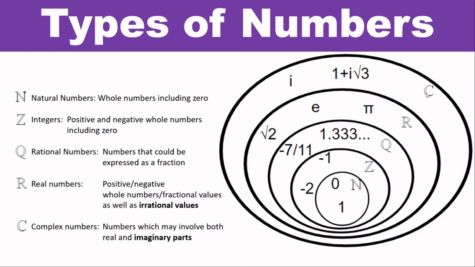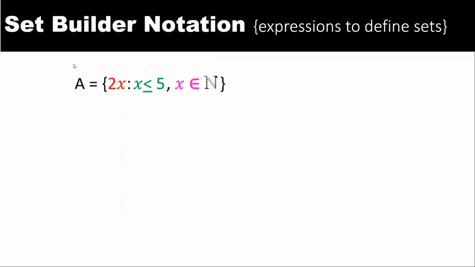These are our complex numbers. They're numbers which may involve both real parts, like 1, and imaginary parts, like the letter i, which we use to represent the square root of -1. Don't worry too much about that for now, because we're not going to deal with complex numbers. Now that we know our types of numbers, let's have a look at this next example.